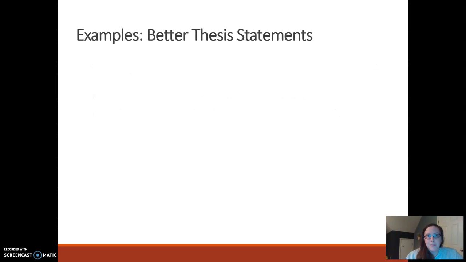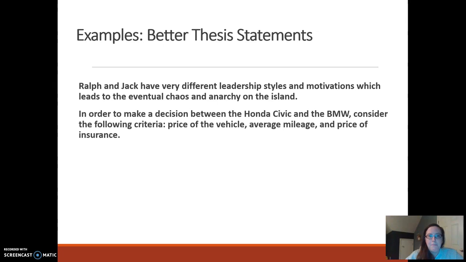So when you guys are doing your brainstorm, I want you to have some better thesis statements. The first one, Ralph and Jack have very different leadership styles, that's one, and motivations, that's another, which leads to the eventual chaos and anarchy on the island. So we're making some kind of judgment here within this thesis statement.